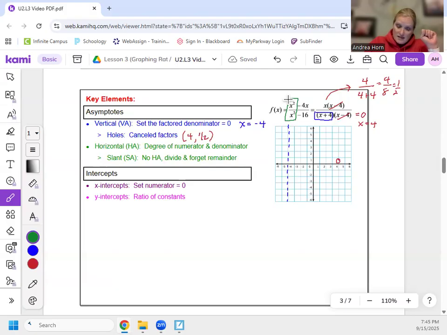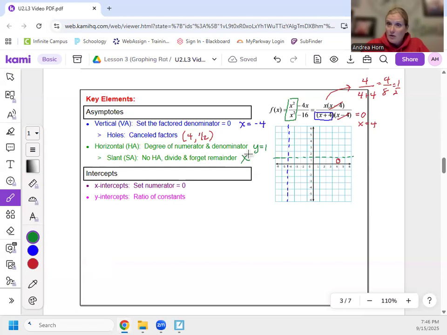In this case the degrees are the same, so it's the ratio, and y is equal to 1. So y equals 1 is my other asymptote. I don't have a slant asymptote. Remember, we cannot have a slant and a horizontal asymptote at the same time. We have one or the other.